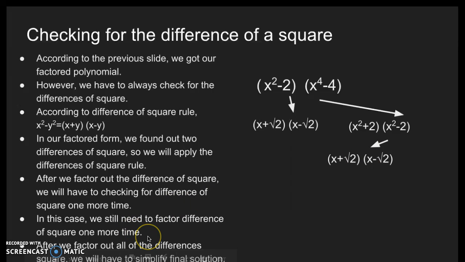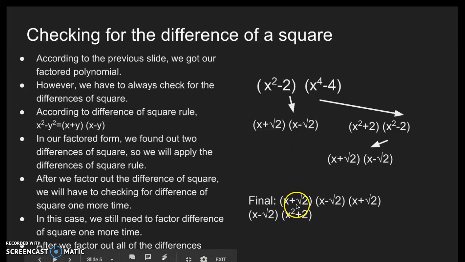After we factor out all of the differences of squares, we will have to simplify our final solution. So currently we got (x plus square root of 2) times (x minus square root of 2) times (x plus square root of 2) times (x minus square root of 2) and times (x squared plus 2) again. Oh, that's a long equation.